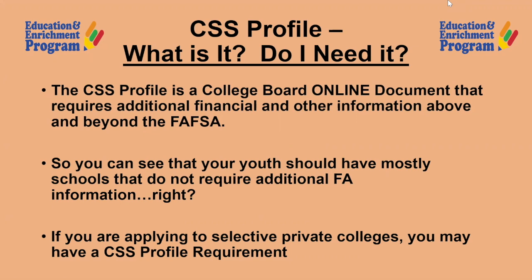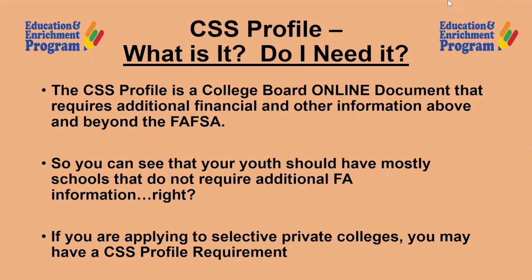So you can see that your youth should have mostly schools that do not require the additional information, right? But occasionally, and very often, most of the schools do. And I never have understood that. Here you have additional financial aid information needed, which means that the college is going to look for additional reasons to not give you money. And yet those are the schools that most are on your list.